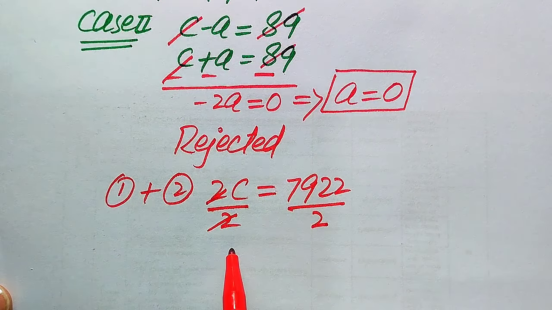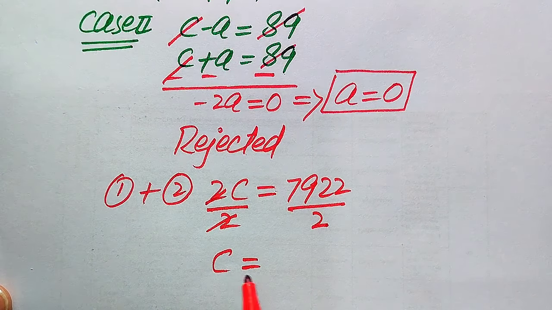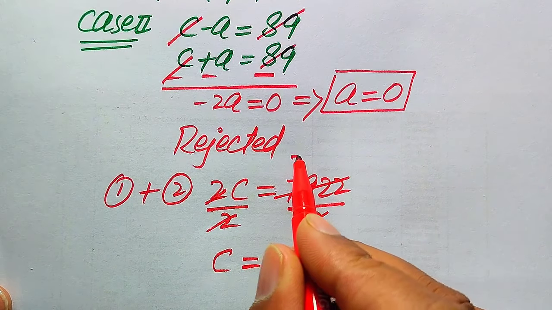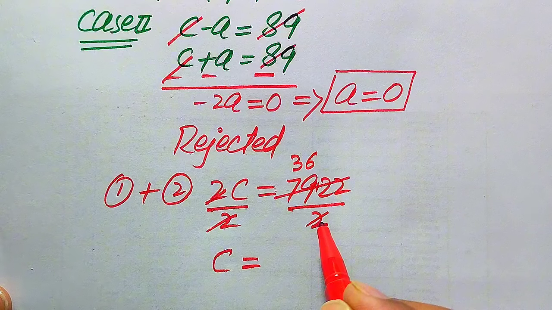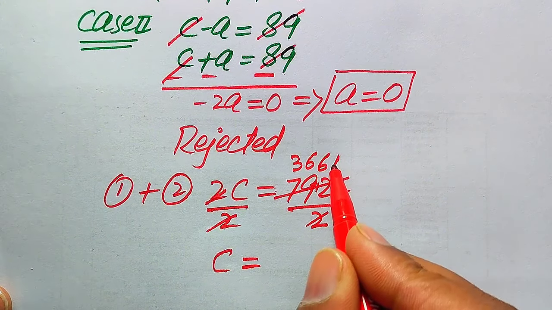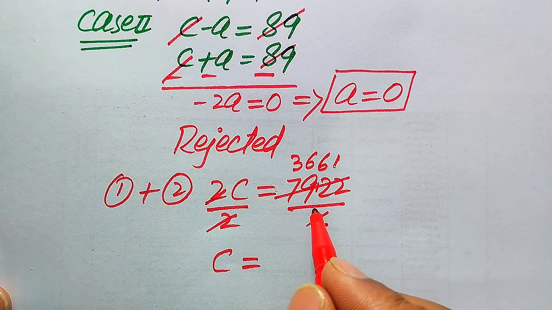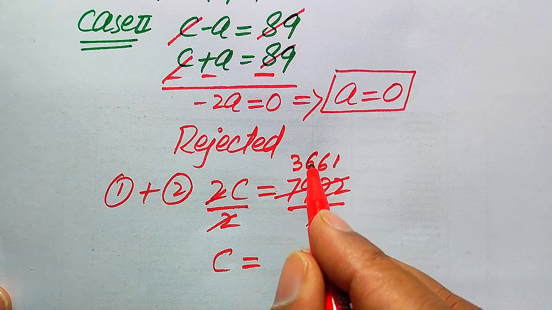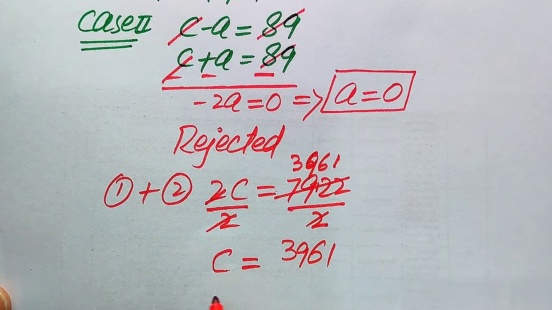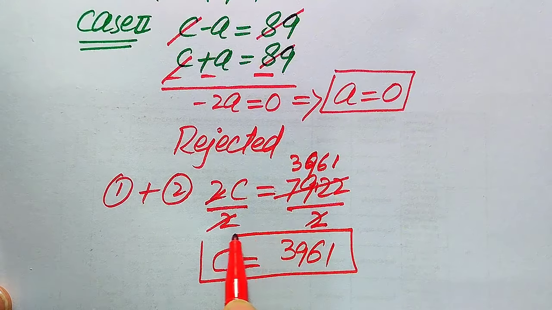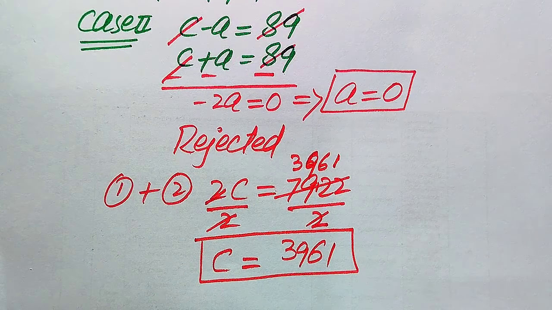So for the value of C, we divide both sides by 2. So this 2 and 2 are gone, and we get C equals 7,922 divided by 2, which gives us 3,961. This is the value of C which we get here.